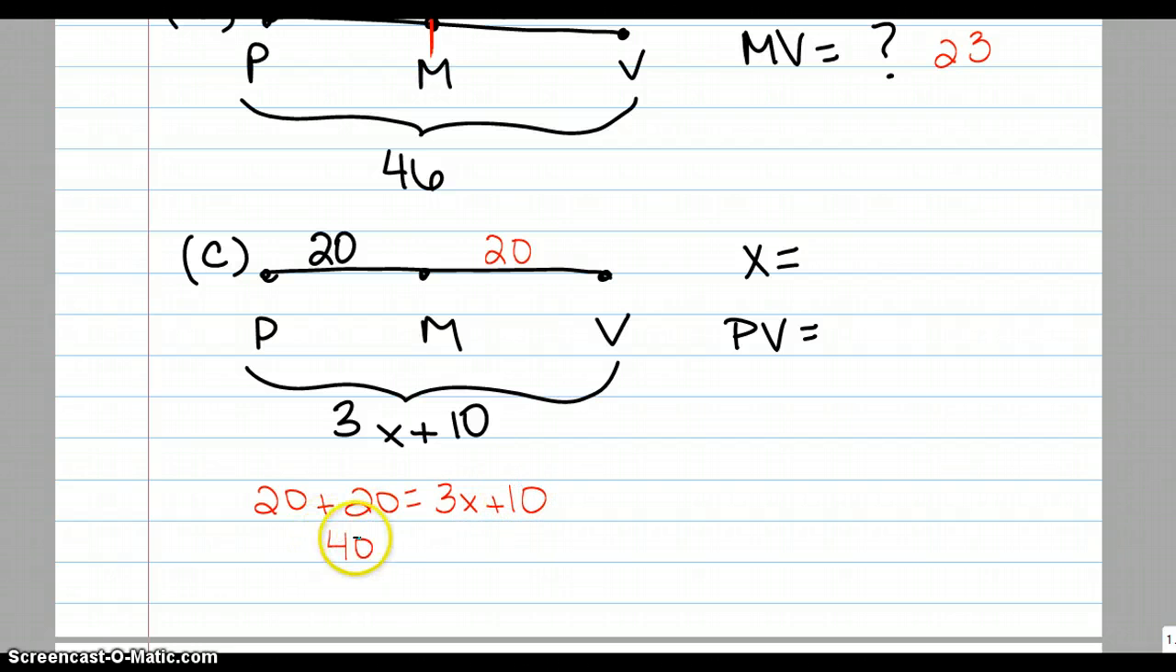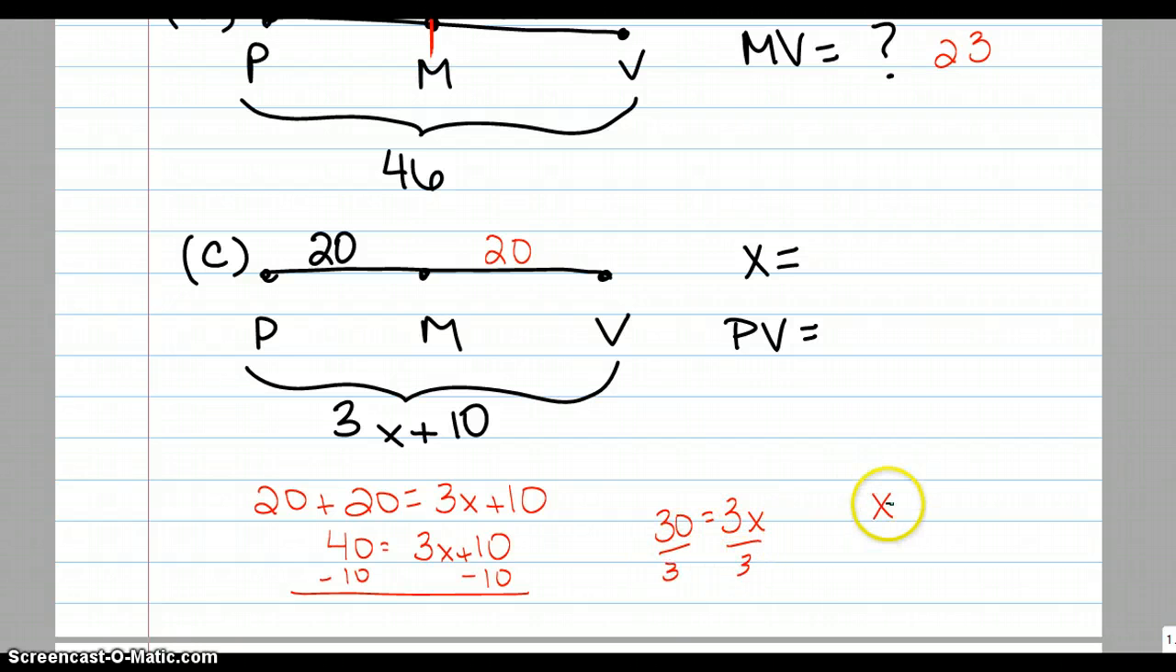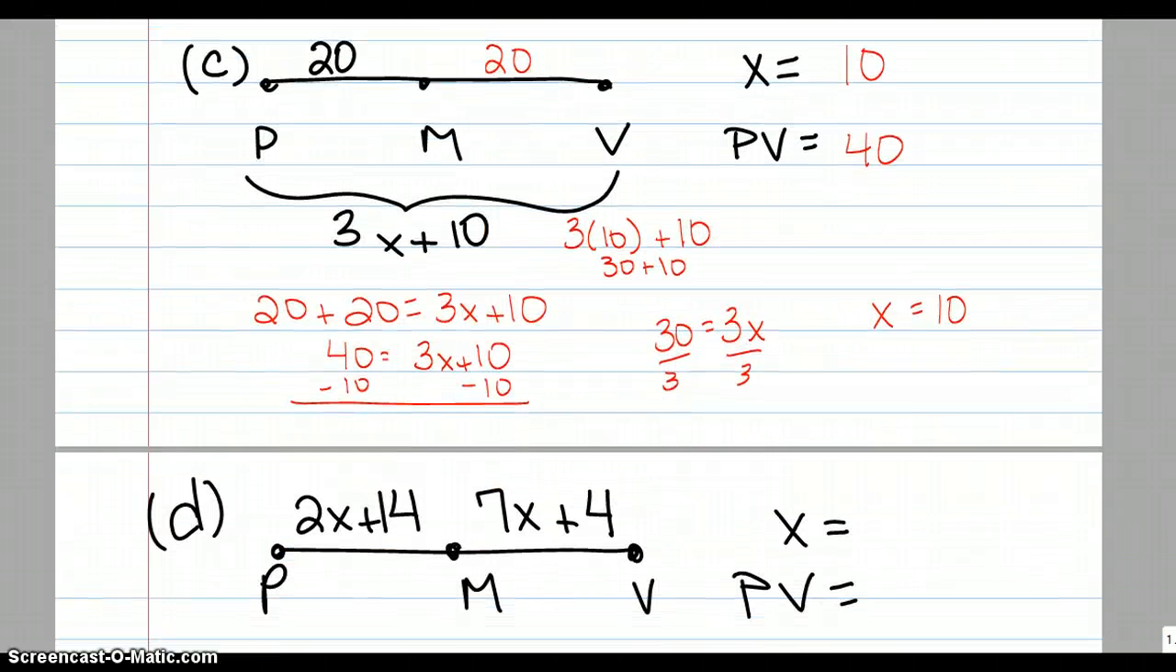So you get 40 equals 3x plus 10. Subtract the 10 from both sides. You get 30 equals 3x. And then divide by 3. X equals 10. Alright, and then if it asks you to find the other piece, PV, well, PV is 3 times x plus 10. 3 times x, which is 10, plus 10. You get 30 plus 10, so PV is 40. Alright, so that's kind of how those midpoint problems are going to work.